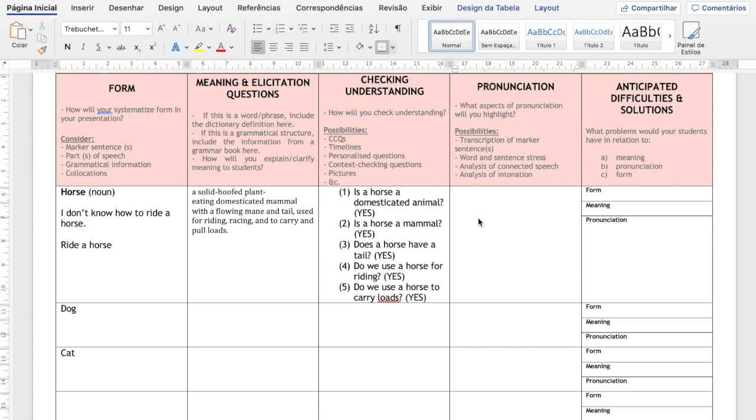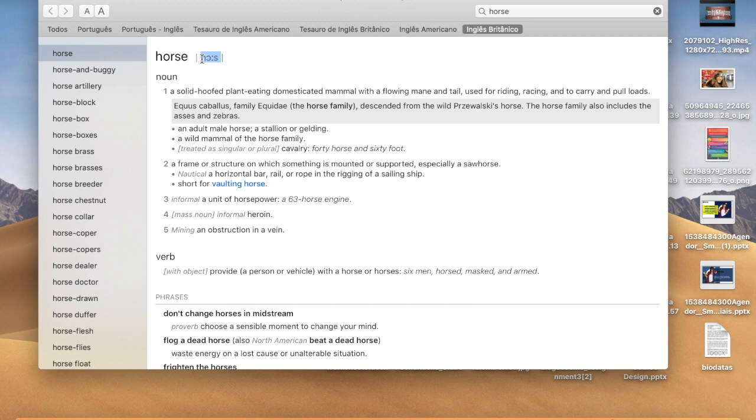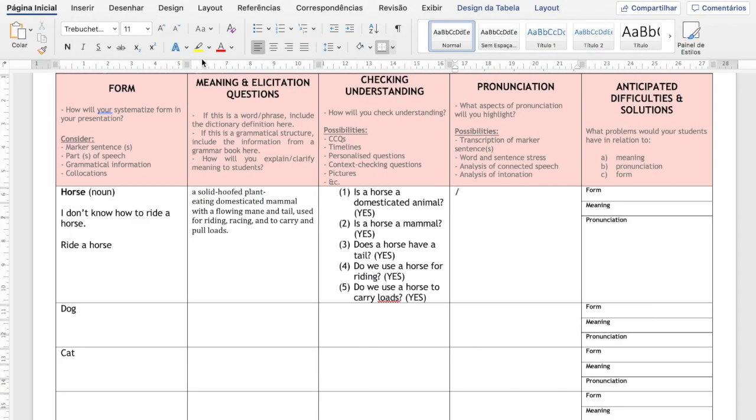In terms of pronunciation, what you have to do is write the phonetic transcription of the word. So, in the case of horse, here we have it, horse. If you're analyzing grammar, you have to do other things apart from transcribing the word. You need to transcribe the whole marker sentence. You need to think about which words in the sentence should be stressed. You need to think about connected speech, and you need to think about intonation. As we are analyzing a word in isolation, the transcription of the word is sufficient.